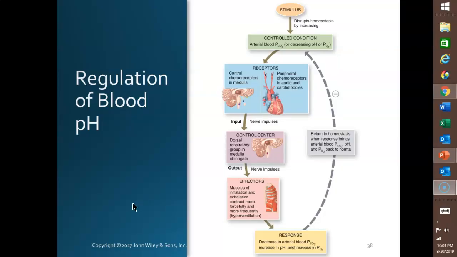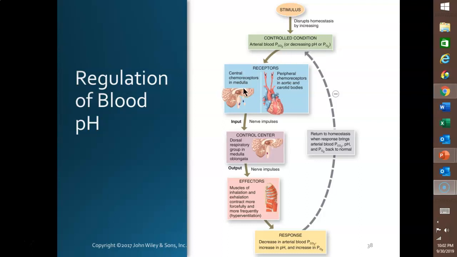So this is just showing a negative feedback example of the regulation of blood pH. So the stimulus is increased pH. Right, so increasing arterial CO2. This is decreasing your pH. So you've got too much CO2. That decreases pH and may also cause or be a result of decreasing oxygen.